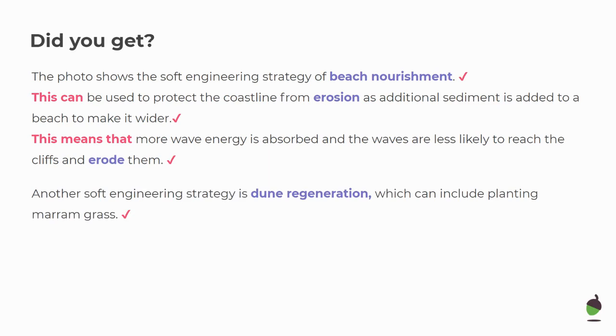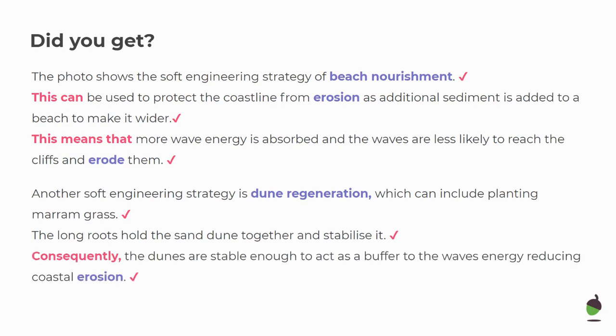Then you had to do one of your own knowledge. So another soft engineering strategy is dune regeneration, which can include planting marram grass. The long roots hold the sand dune together and stabilise it. Consequently, the dunes are stable enough to act as a buffer to the waves' energy, reducing coastal erosion.